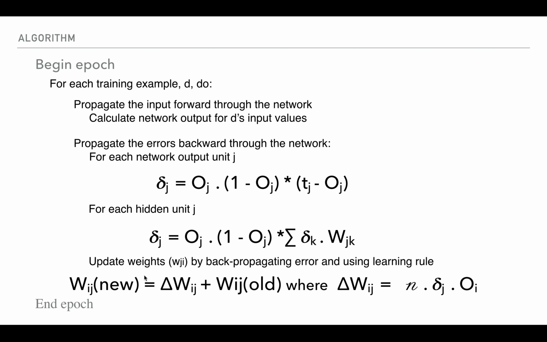So for each network output unit, it will use this formula, and for every hidden unit, it will use this formula. And then from the delta j, we can get delta wij with the learning rate. So that is added to our old weight. So we will get new weights from ith node to jth node, and then we will repeat it until we get our optimized neural network.